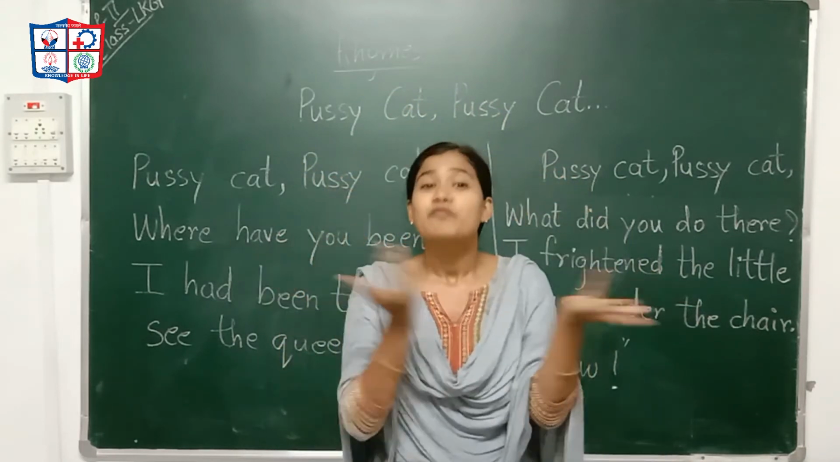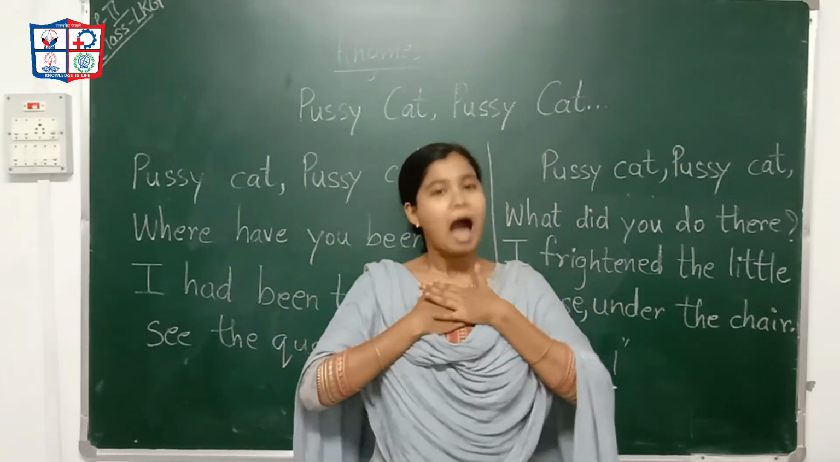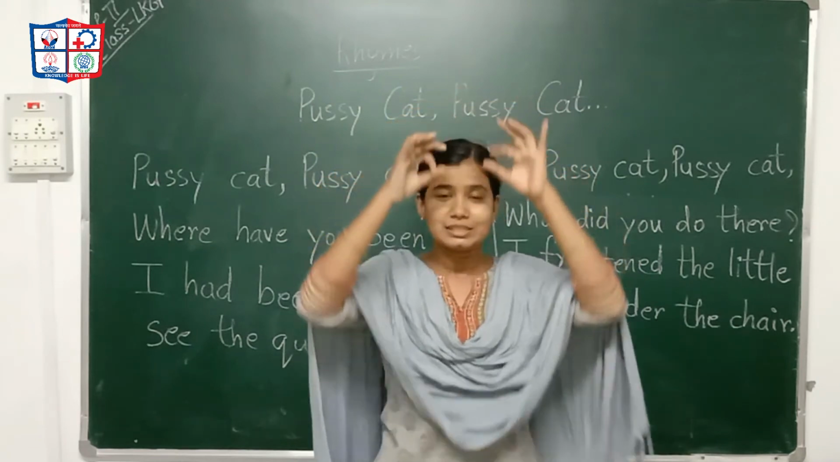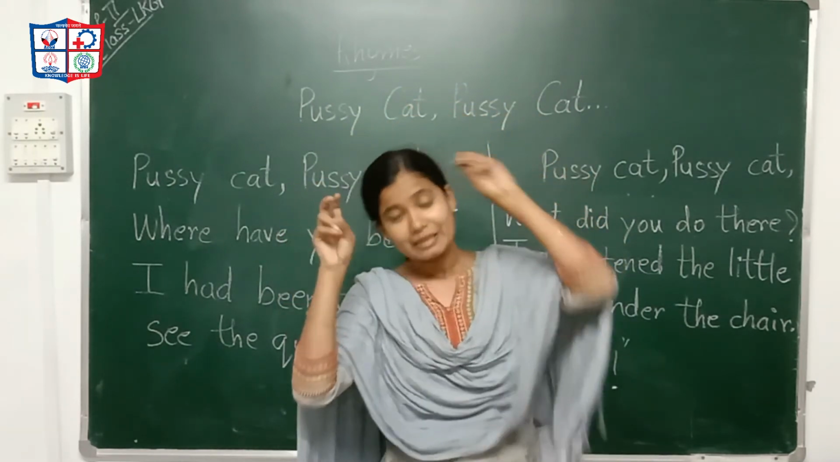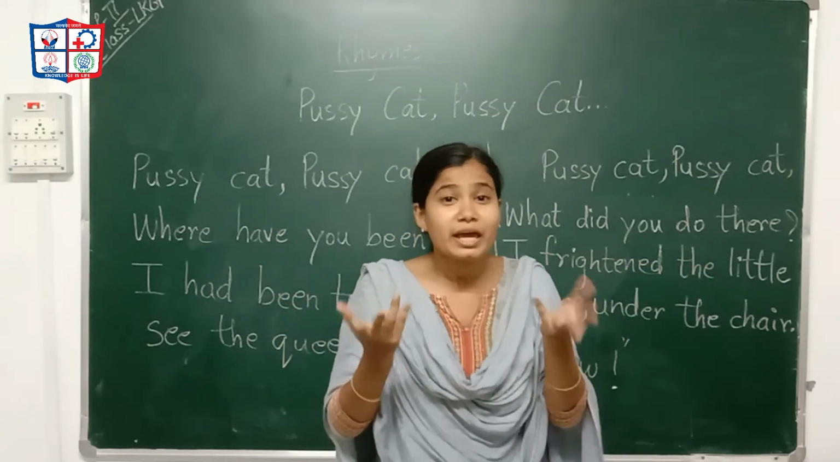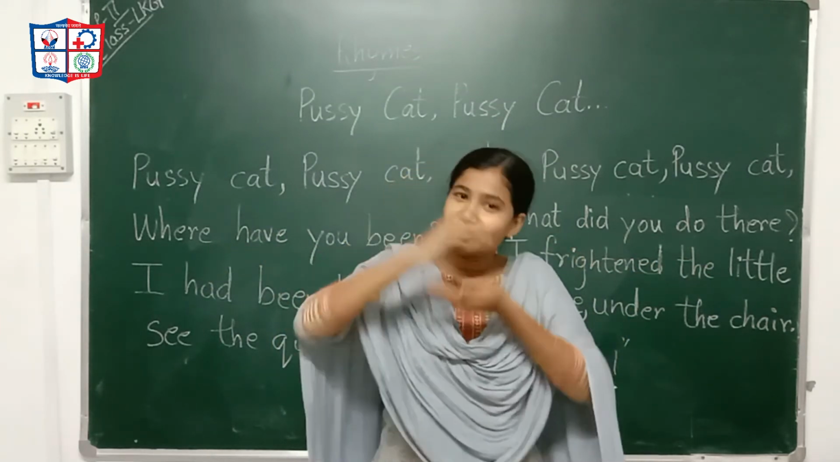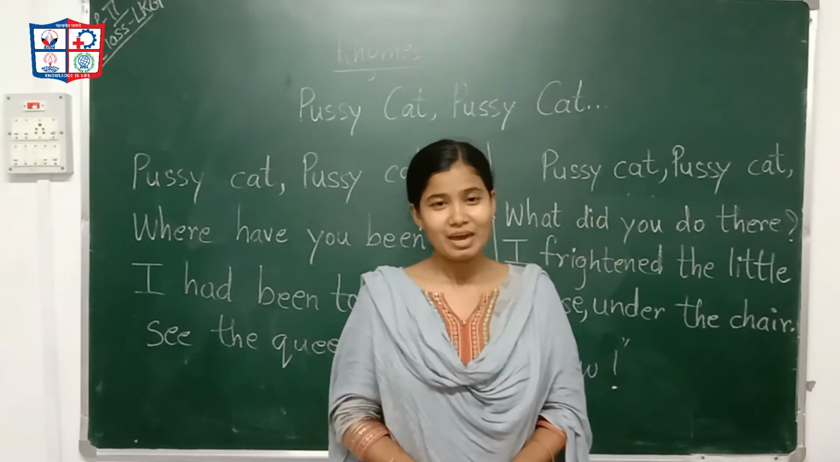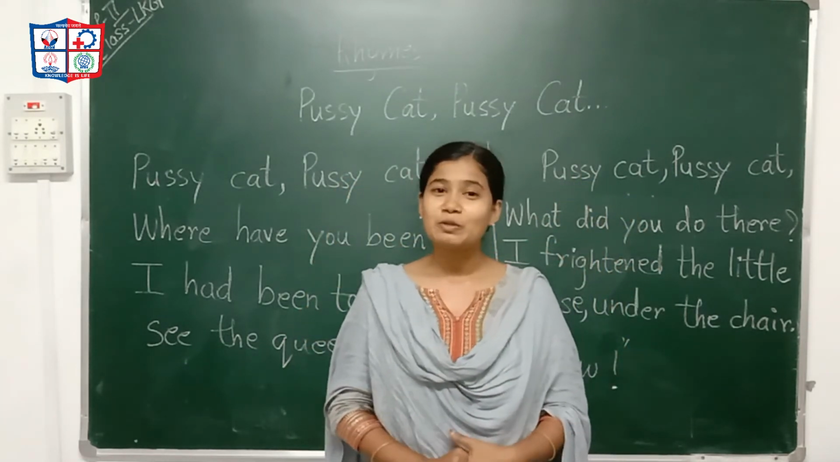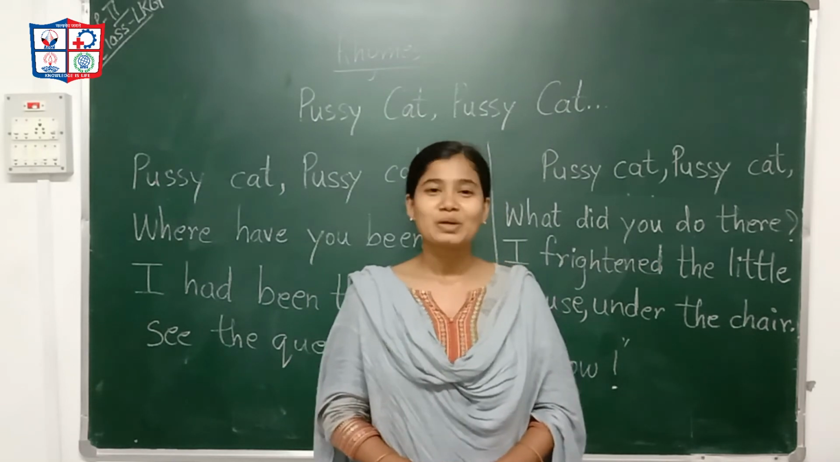Pussy cat, where have you been? I had been to London to see the queen. Pussy cat, what did you do there? I frightened the little mouse under the chair. Meow. Okay? Learn this rhyme very properly, do the action and again. I hope you will get it clearly.